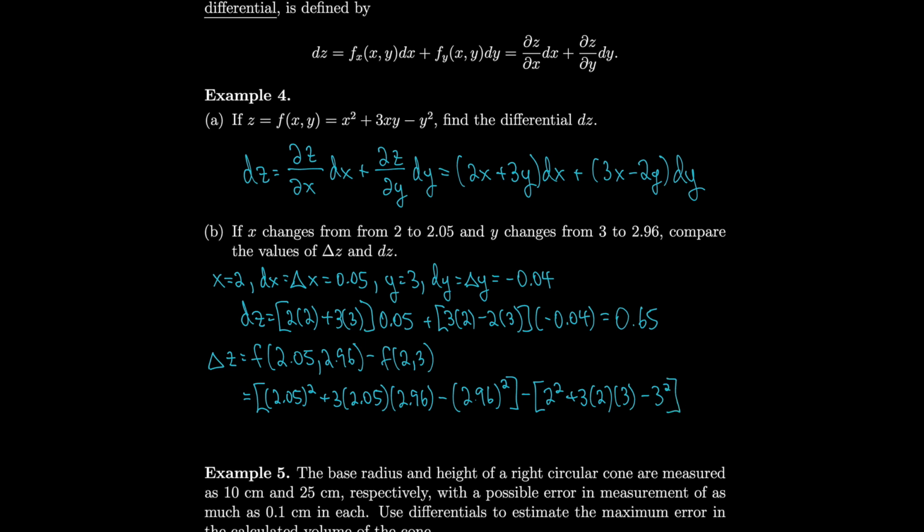So that you probably do want to use a calculator for. It's a lot more work with the squares and everything else. Maybe you could do it by hand too, but take a little bit longer. You should get 0.6449. So 0.65 versus 0.6449. They're very similar, but this was way easier to compute. So that's why we usually use differentials to approximate increments.